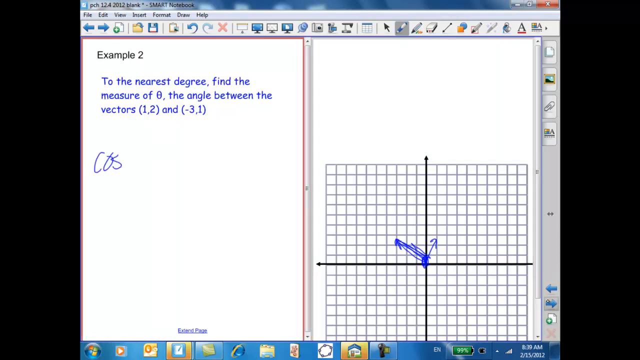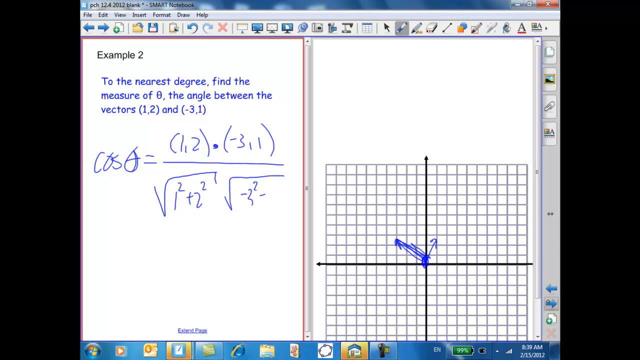So the cosine of theta, the angle between, will be the dot product of the two vectors divided by the square root of 1 squared plus 2 squared, times the square root of negative 3 squared plus 1 squared. Look for my mistake, people. Where did I err? Yes, you need parentheses around the negative here. And the dot is not nearly big enough. Make it as big as you fill in the dots at your standardized tests.